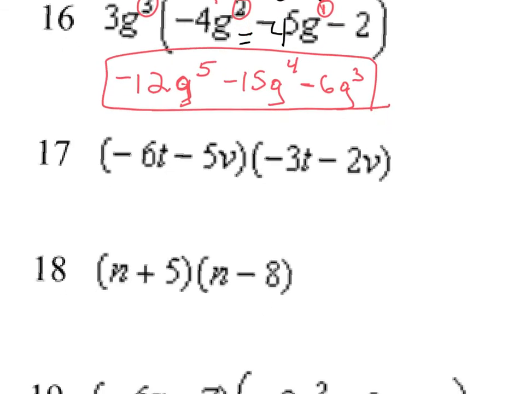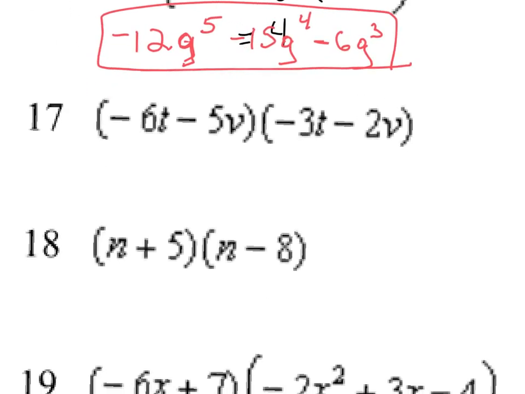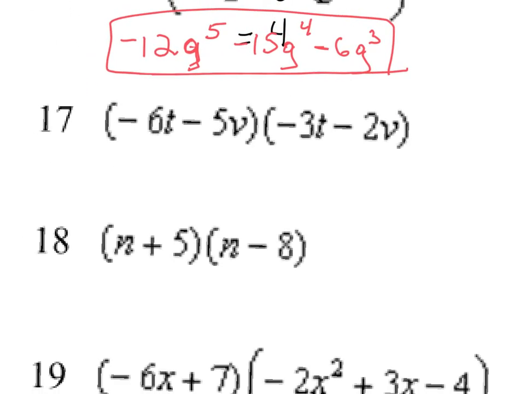17, you have two binomials. So one method to multiply binomials is using the FOIL method. So the FOIL method, front, you multiply these two terms right here. So negative 6 times negative 3, that's positive 18. And t times t, that's t squared.